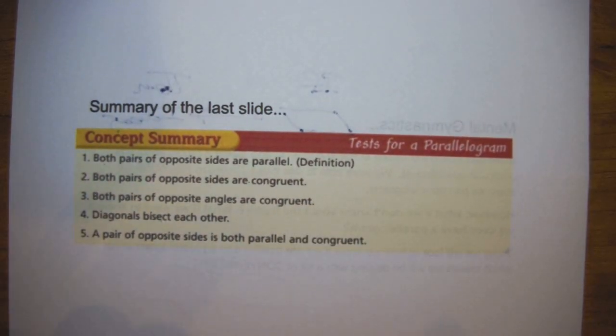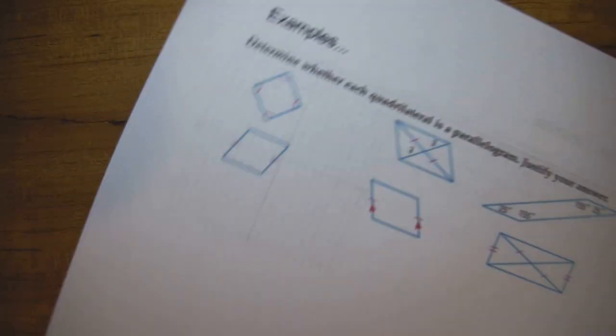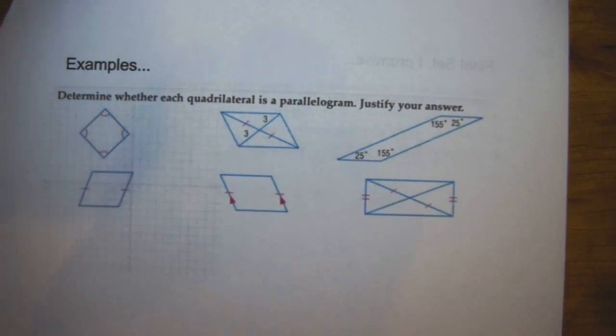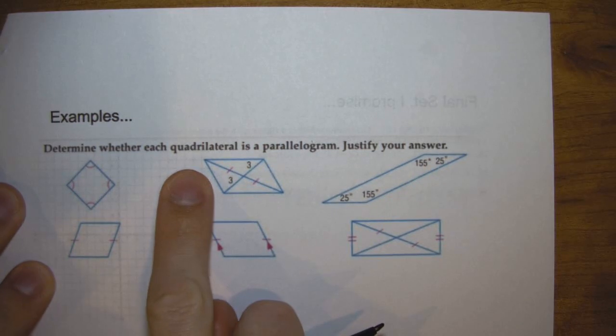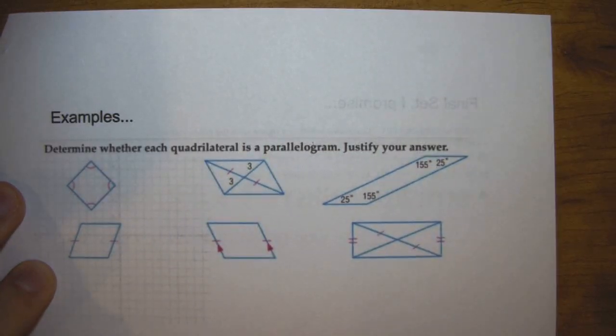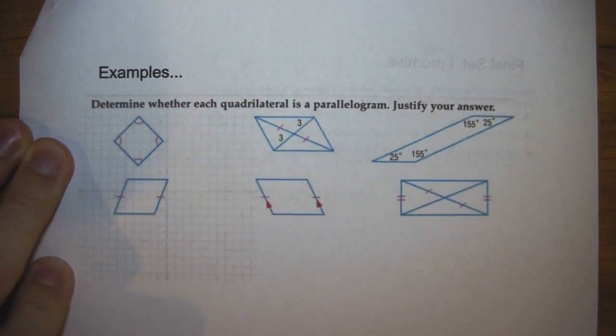So those are all the different tests that we have to show whether this quadrilateral is a parallelogram or something else. Right? So let's do some examples. Let's get some of the work done here and see what we can do. Determine whether each quadrilateral is a parallelogram or not, and then we have to justify our answers. So let's do these kind of quickly.